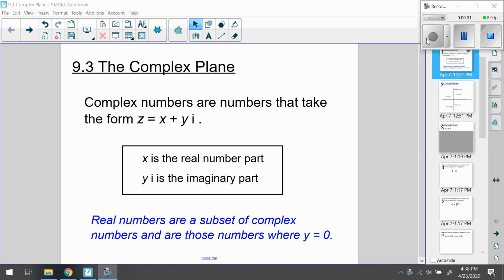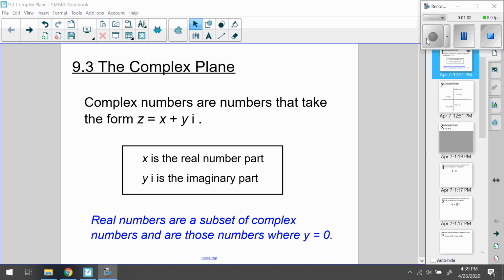So lesson 9.3 talks about complex numbers and the complex plane. You were introduced to complex numbers last year. You might remember something like the square root of -1 equals i, and we would call that an imaginary number, or oftentimes a complex number, because it's not a real number. And I do want to clear that up a little bit as we get started here.